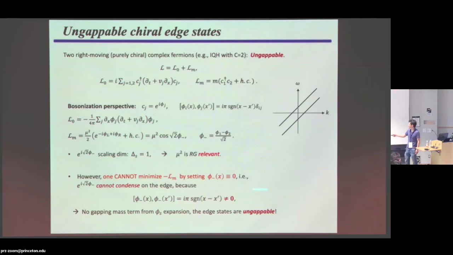But now you cannot do this. If you check the commutation relation between these two fields phi, recall that for chiral bosons, the commutation relation is non-local and non-zero. In this case, if you check the combination of these two fields, it gives you a non-zero commutator. That means these two operators at different positions, x and x prime, cannot have simultaneous eigenstates. So you cannot make their eigenvalues both 0 simultaneously. That's the understanding of why this theory is ungappable. Basically, you cannot condense this boson field, so you cannot get a mass term from expanding around that equilibrium value.